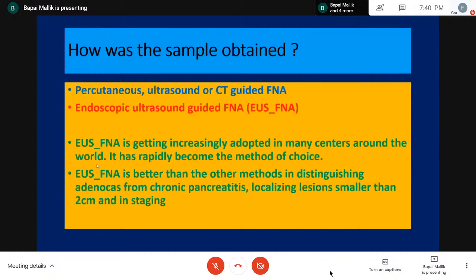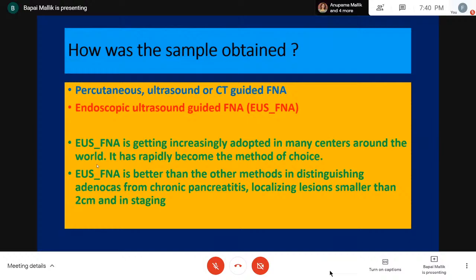So, the first important point, as I told you, is we should know how the sample was obtained. Now, traditionally, we used to obtain samples from pancreatic lesions through a percutaneous ultrasound or CT-guided FNA.